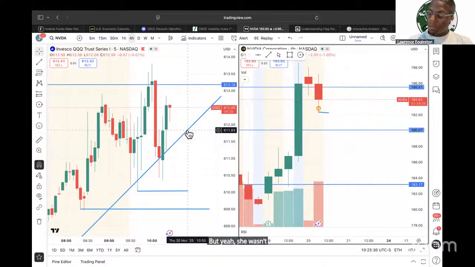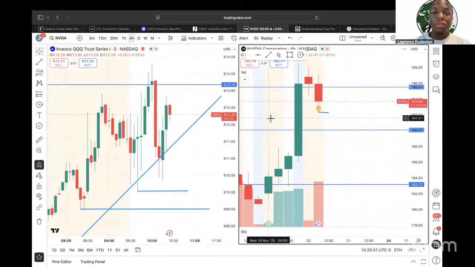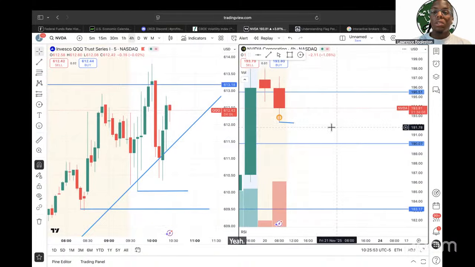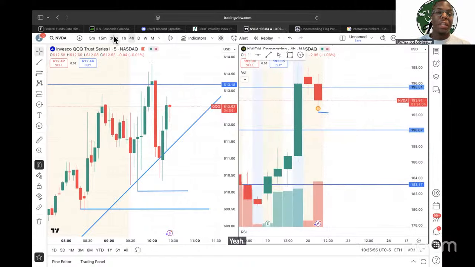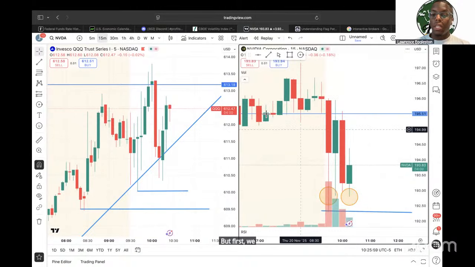I have an alert set on AMD for 225 to let me know when it gets down there. MU, I have an alert set for 218 for when it gets there. Of course, we have one for Nvidia for 190. But first, we gotta break through this 193. Otherwise, that ain't happening.